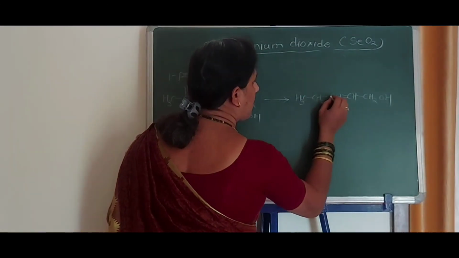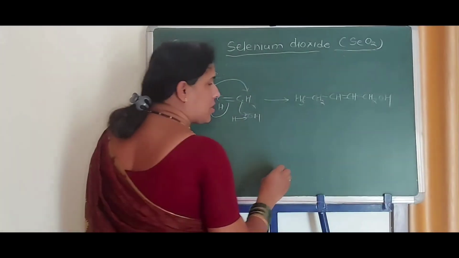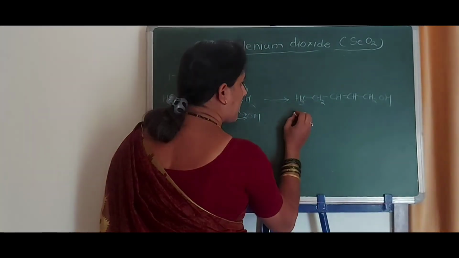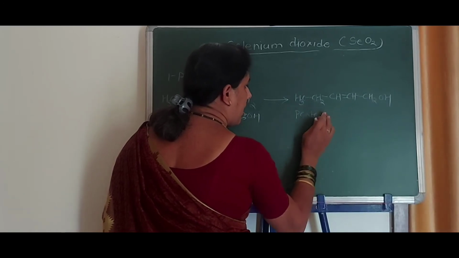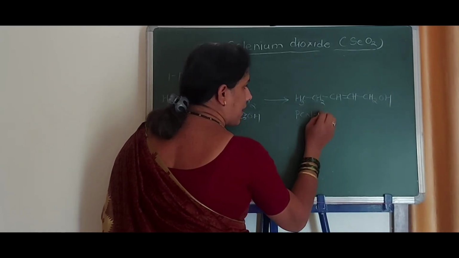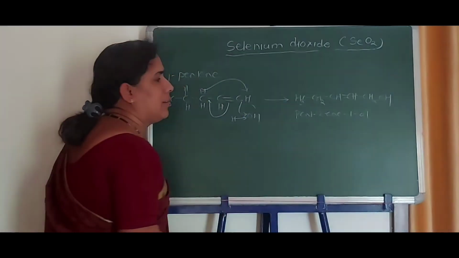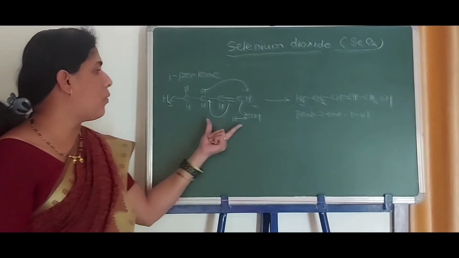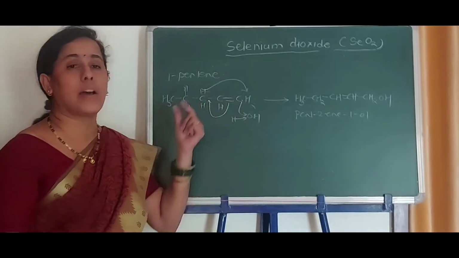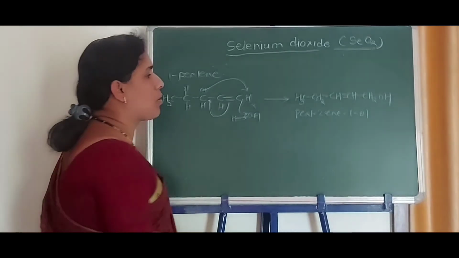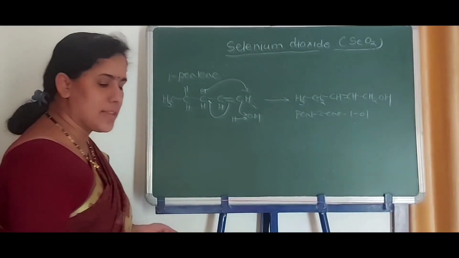What is the name? 1, 2, 3, 4, 5, the double bond carries the lower position, that is 2, pentene, that is 2-pentene-1-ol. This is the required product. When the double bond is present in a terminal position, there is formation of an alcohol. You have to take this into consideration.